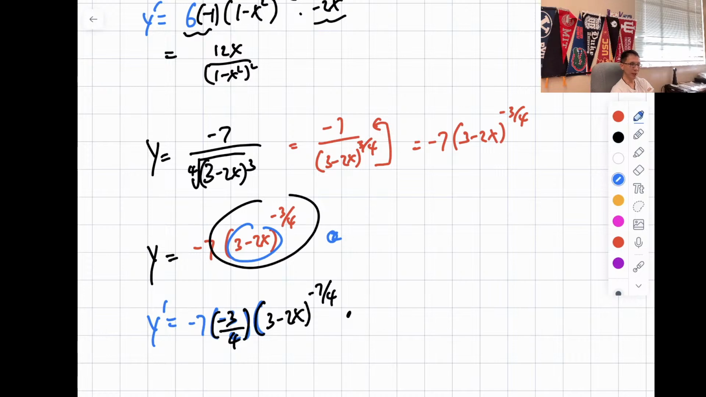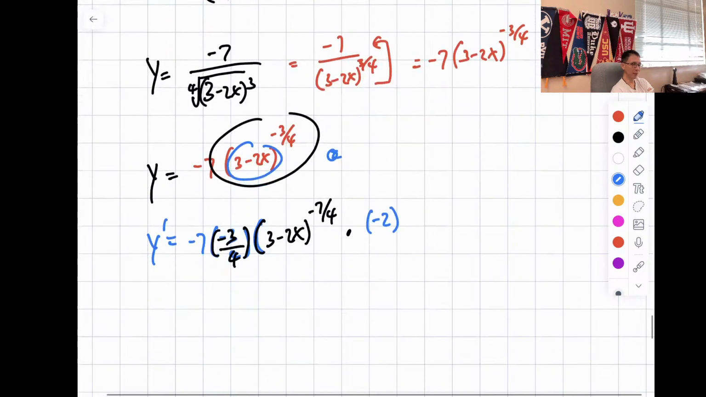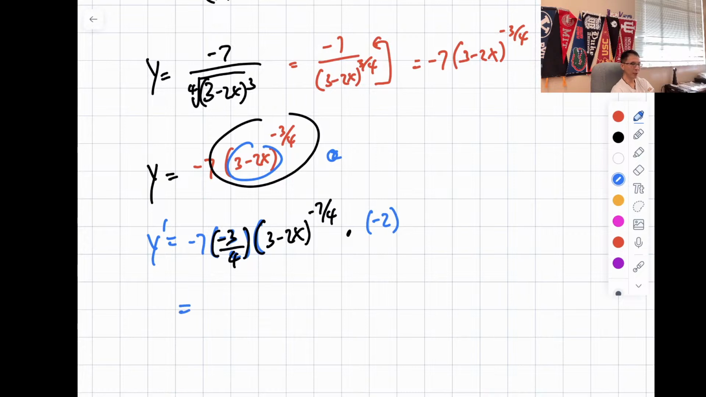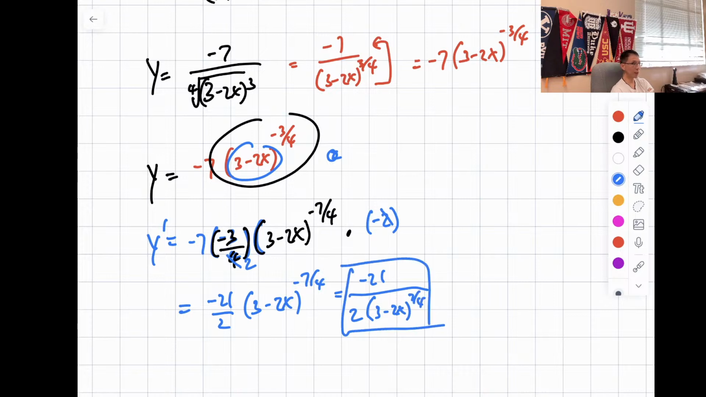What's the derivative of the inside? -2. So then, therefore, it is negative times negative times negative. Well, the 2 and the 4 can cancel. That's going to be 2. So that's going to be negative. So it's -21/2 times 3 minus 2x to the -7/4. Or -21/2 over 3 minus 2x to the 7/4. So is this okay? Is that 21 or 21?